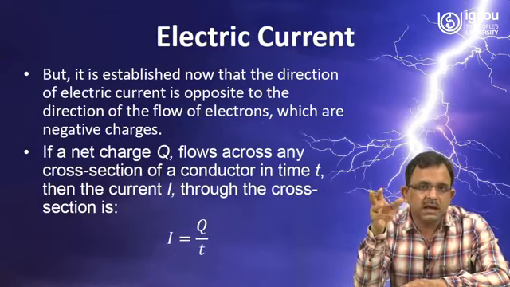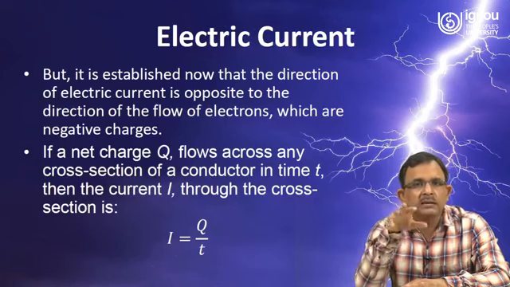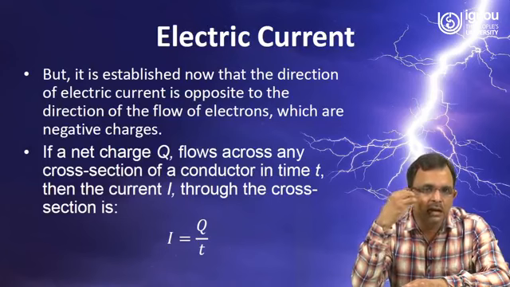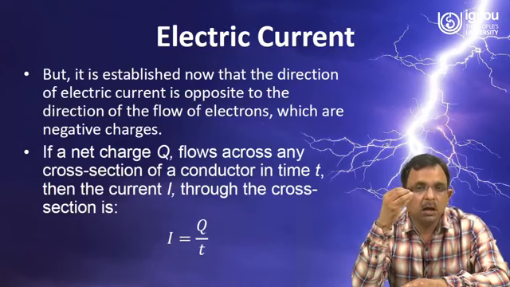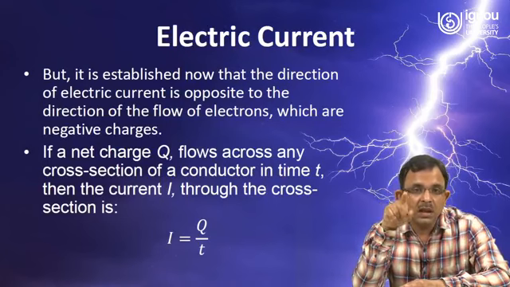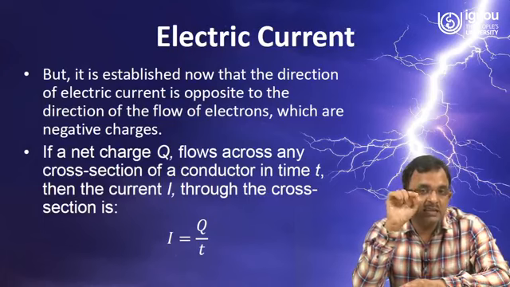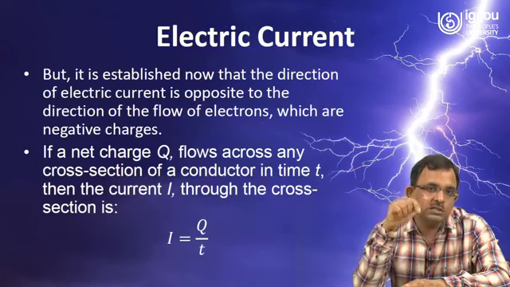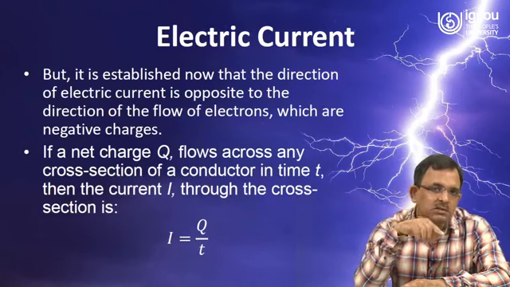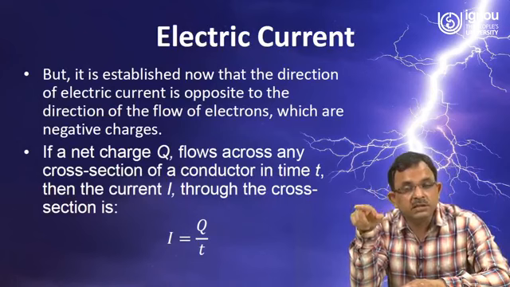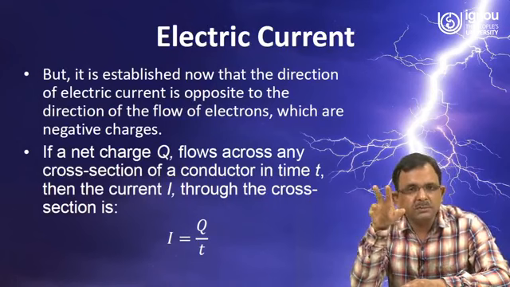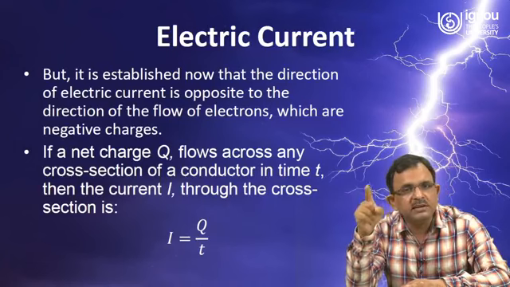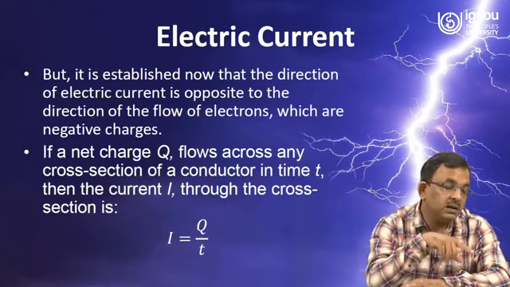So later it was established, now we all know, that the direction of the electric current is opposite to the direction of the flow of the electrons, which are negatively charged. But conventionally, students still get confused here. Why? Because here we are saying that electric current is opposite to the direction of the flow of the electrons, which are negatively charged. It means there are always two types of charges, positive charge and negative charge. So if negative charge is flowing in one direction, definitely the positive charge is flowing in the other direction.